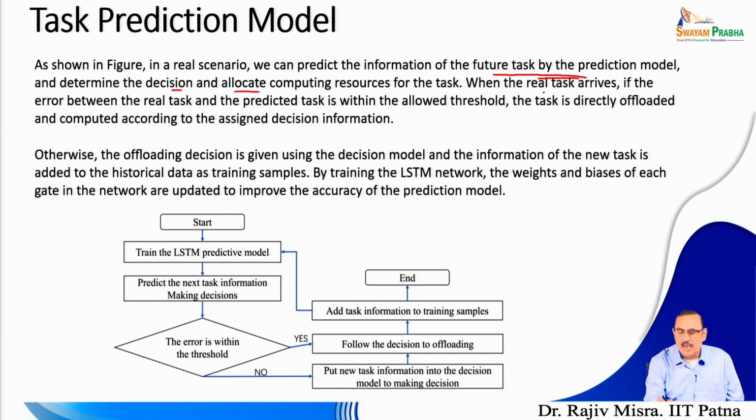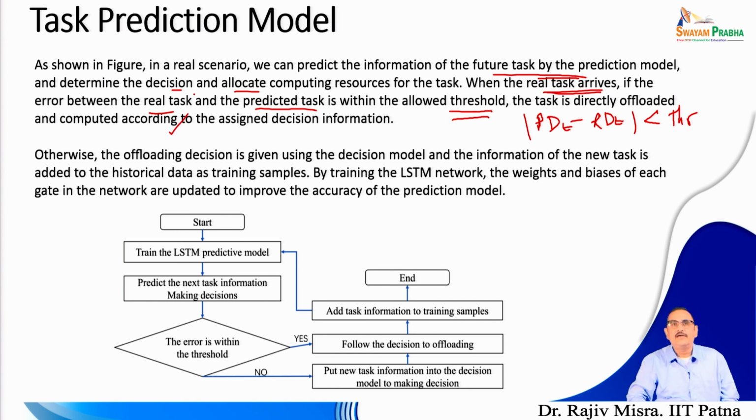Now, when a real task arrives, if the error between the real task and the predicted task is within the allowed threshold, let us say we have a predicted dt and here you have a real dt. If this error is allowed within the threshold, then the task is directly offloaded and computed according to the assigned decision information. Otherwise, the offloading decision is given using the decision model, and the information of the new task is added to the historical data as a training sample.